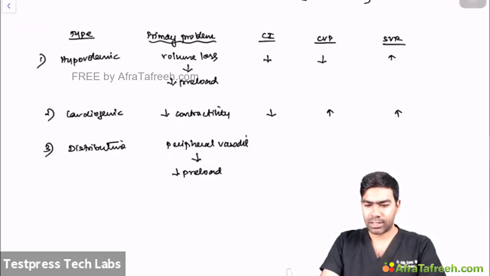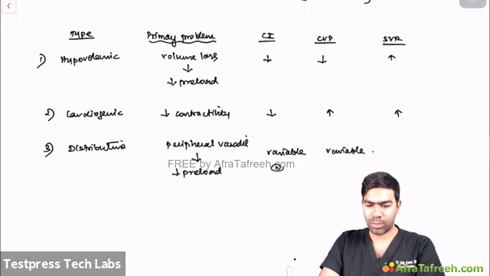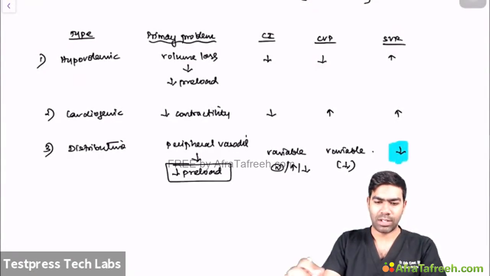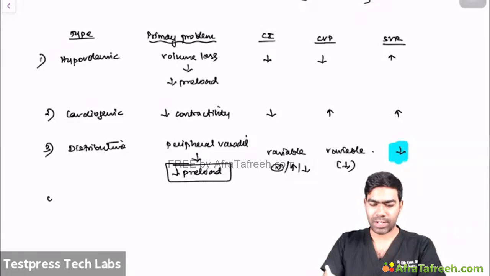And cardiac index here is variable. In general, cardiac index is supposed to be normal or even sometimes increased, or it can even be decreased. So that's why I'm telling you it's variable. CVP, usually in exams, you can answer it is decreased because preload is decreased. SVR is decreased, and this is the most important reason why you develop this distributive shock in the first place. Systemic vascular resistance will be low.